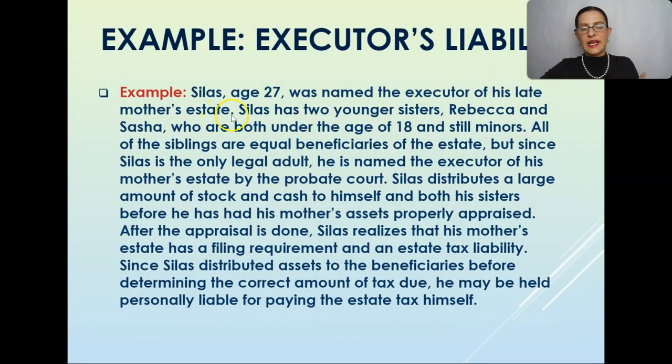Example: Silas, age 27, was named the executor of his late mother's estate. So his mom died, and he's named the executor. He's 27. Silas has two younger sisters, Rebecca and Sasha, who are both under the age of 18 and still minors. All of the siblings are equal beneficiaries of the estate, but since Silas is the only one over the age of 18, he is named the executor by the probate court. Silas distributes a large amount of stock and cash to himself and both of his sisters before he has had his mother's assets properly appraised.